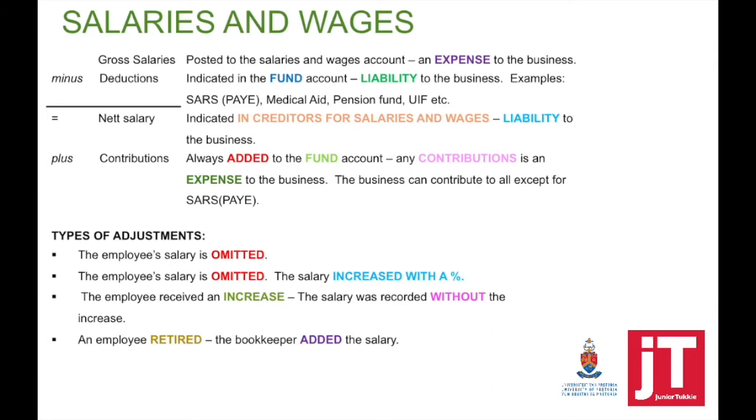Now, if we look at different types of adjustments, these are just examples. It can happen that an employee's salary is omitted, or the salary increased with a percentage. The employee received an increase, and the salary was recorded but without the increase. Or an employee retired, and the bookkeeper added the salary. So remember, when we make corrections, this happens in the general journal.